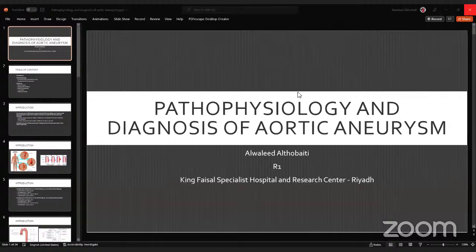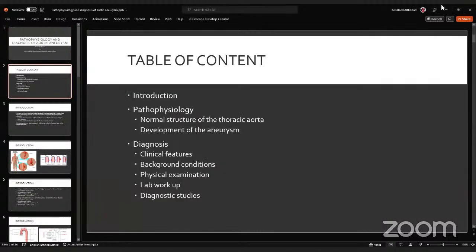Today we're going to be talking about physiology and diagnosis of aortic aneurysm. I'm Already Tabeti, R1 in King Faisal Specialist Hospital Research Center from Riyadh. The content that we're going to be going over today: a small introduction, then physiology, and then the diagnostic work. Walid, go to the slide mode, please. Okay. Sorry.